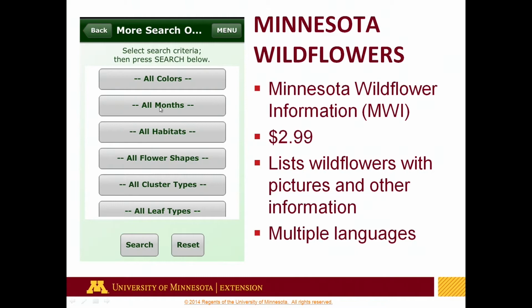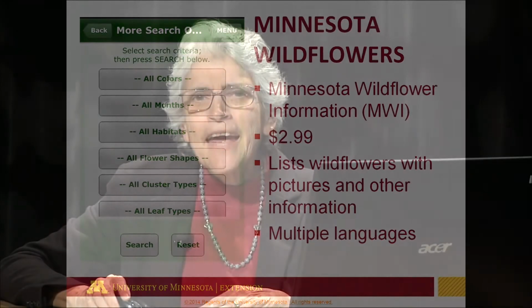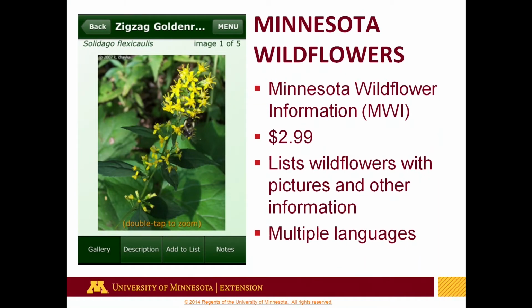Well, it was in bloom in September. Put that in. There's an awful lot of yellow wildflowers that are in bloom in September. It was still in bloom in October, and putting in October narrowed my list of wildflowers to a small enough list that I could look at them and actually find my wildflower. It happened to be a zigzag goldenrod. Hey. So that's from Minnesota Wildflowers.